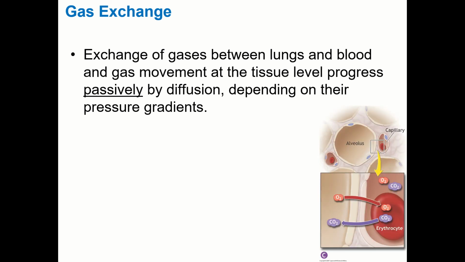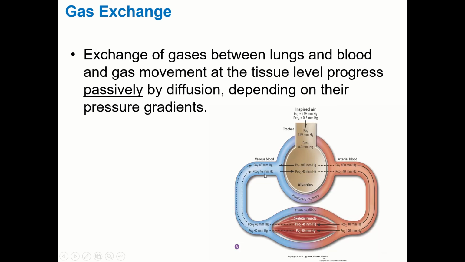The last thing to know is that gas exchange takes place in the lung passively based on pressure gradients. So when we breathe air in, the pressure of oxygen inside of the alveolus, this PO2, is a partial pressure of oxygen. That partial pressure is about 100 millimeters of mercury. The partial pressure of oxygen in the venous blood is only 40 millimeters of mercury. So oxygen is going to go from high pressure in the alveolus into low pressure in the venous blood that's returned until we reach equilibrium, till the pressure is the same. And then that is our fully oxygenated blood with 100 millimeters of mercury partial pressure of oxygen.